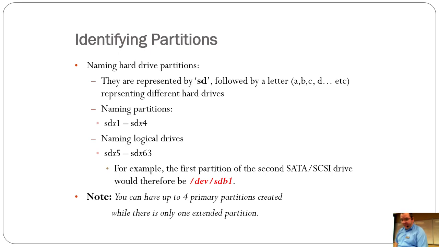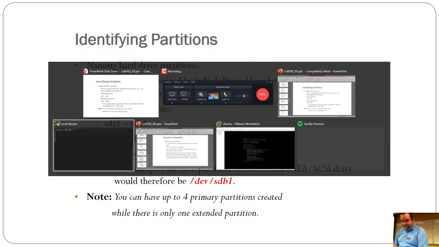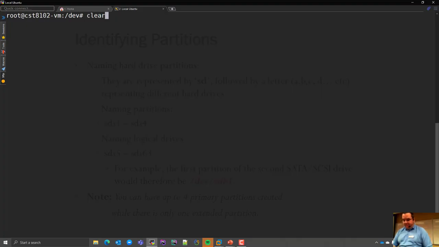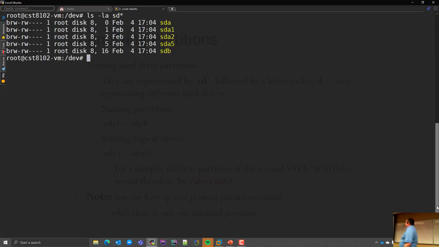And for those of you that wonder what it looks like, if I were to look inside my dev folder, there's SDA 1, 2, and 5, and SDB. And SDB is my second disk. There's no partitions on it yet, so thus there's no numbered partitions. SDA is the disk. 1, 2, and 5 are the partitions. 1 and 2 are primary partitions, and 5 is the extended partition. Anything above 5 ends up being a logical drive.